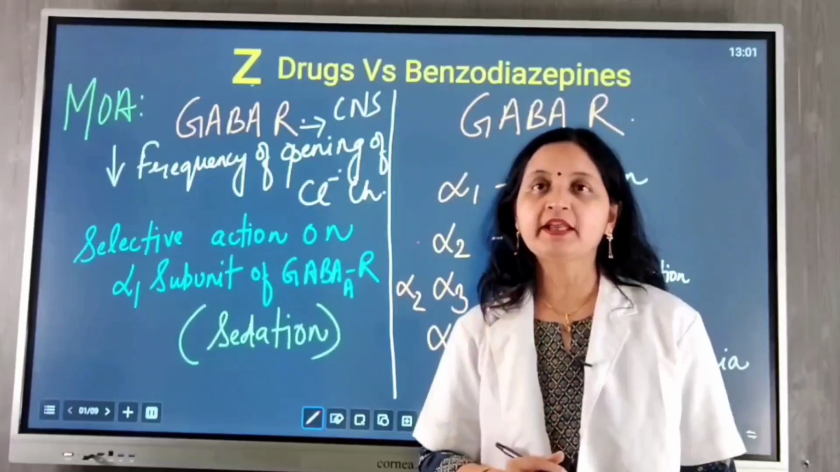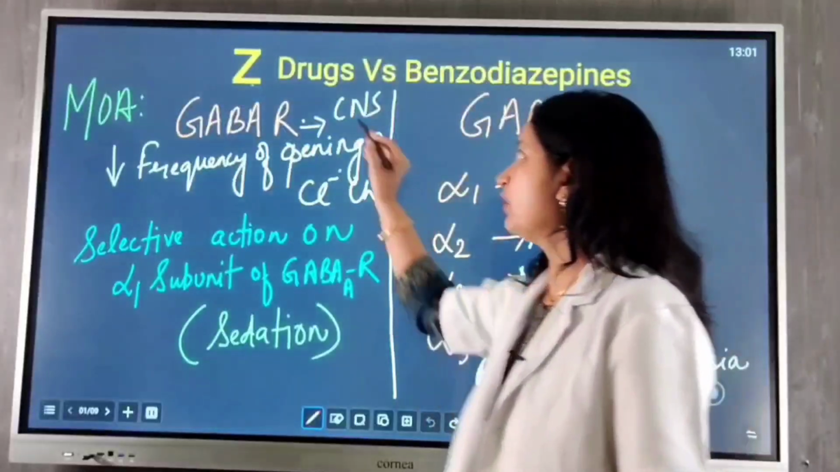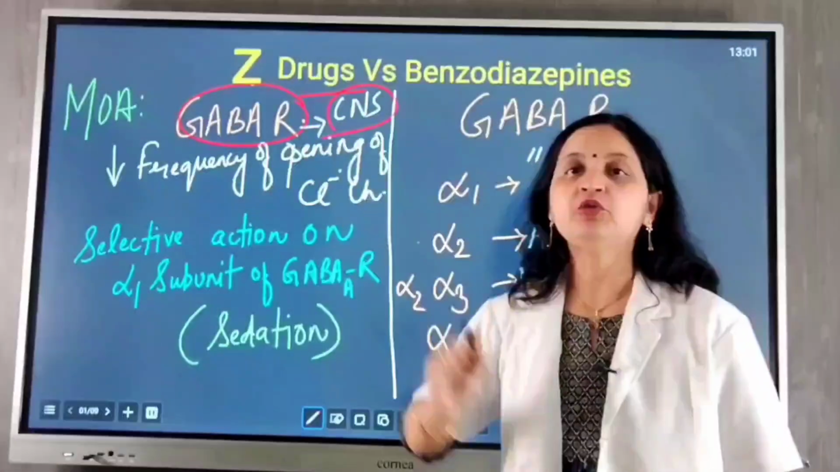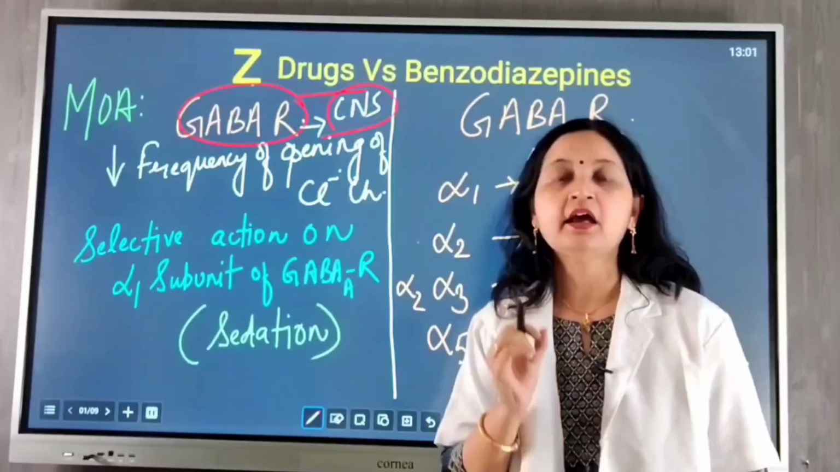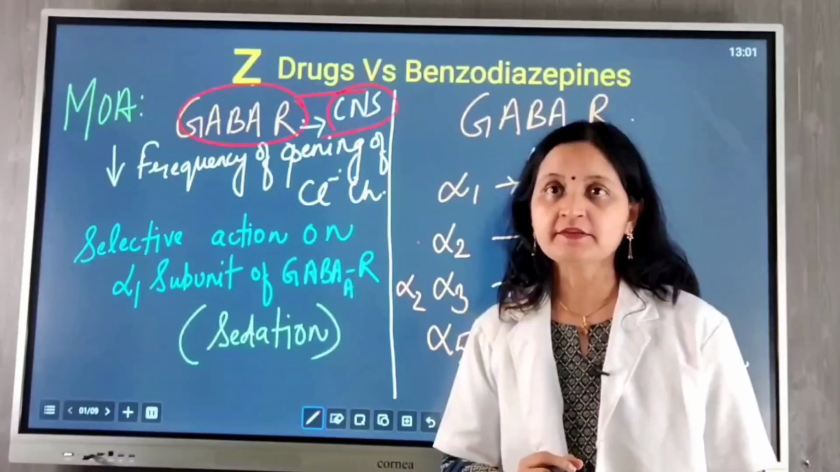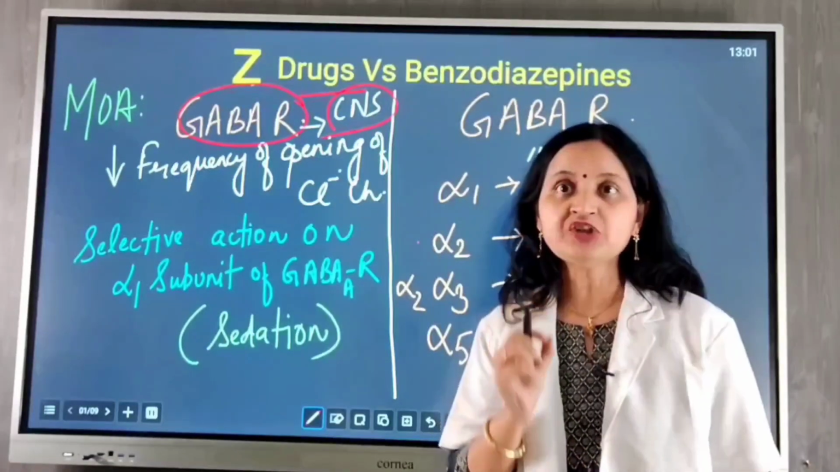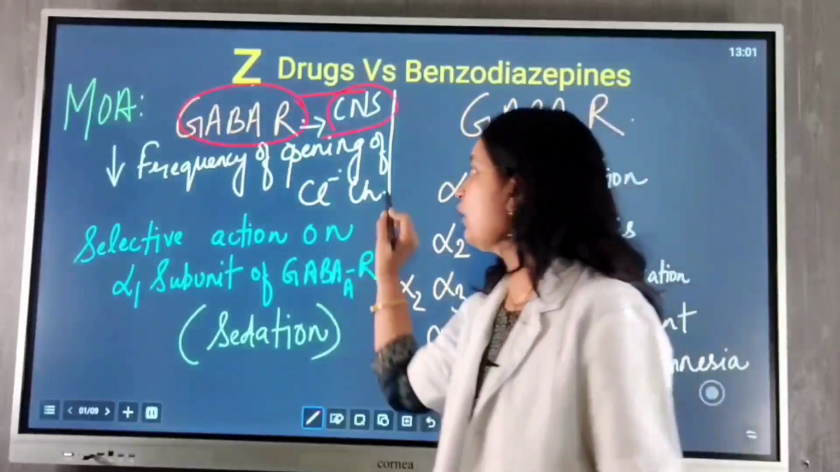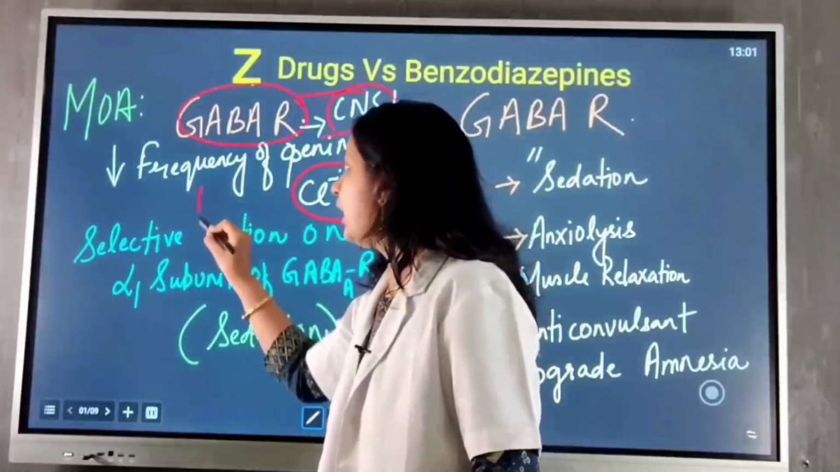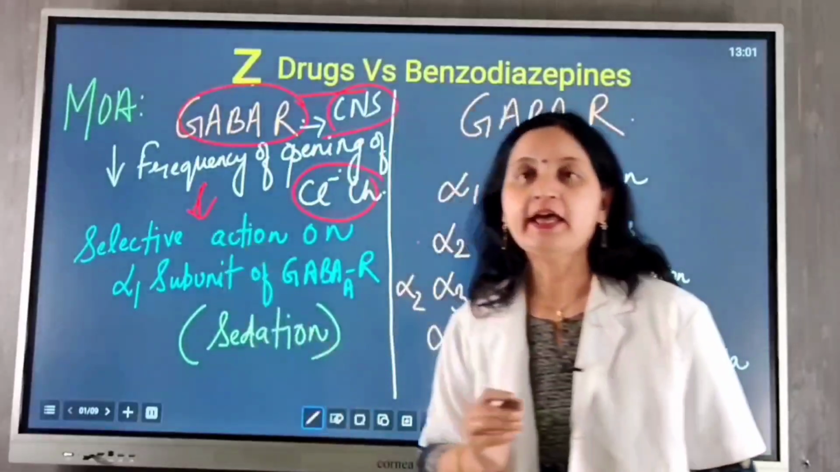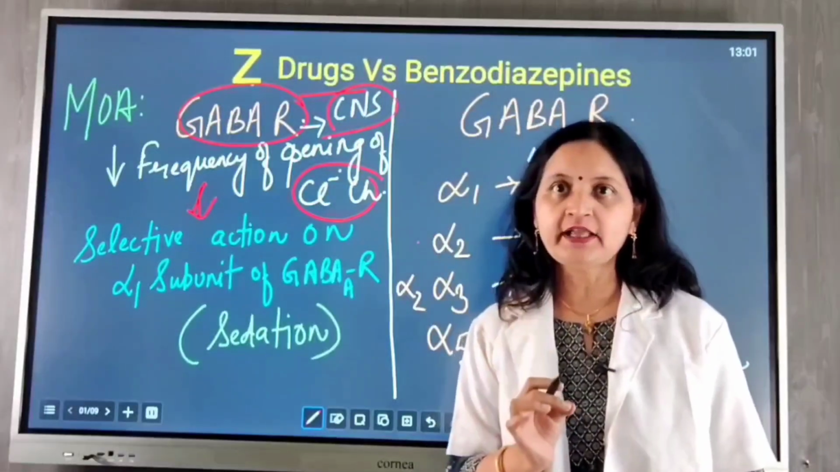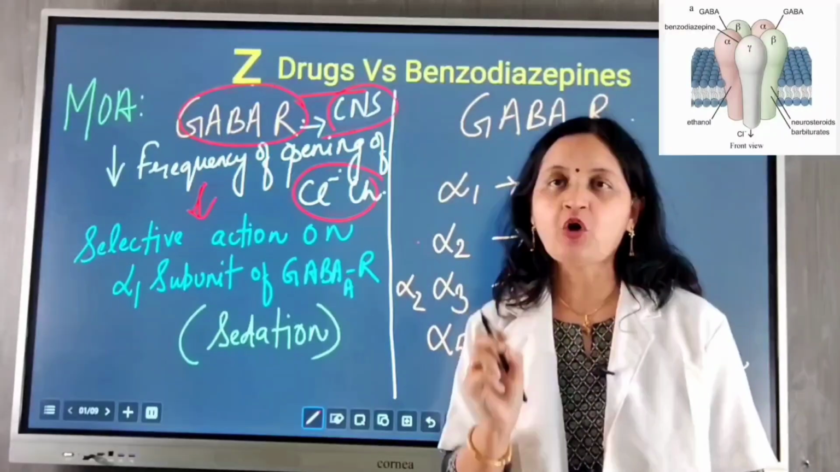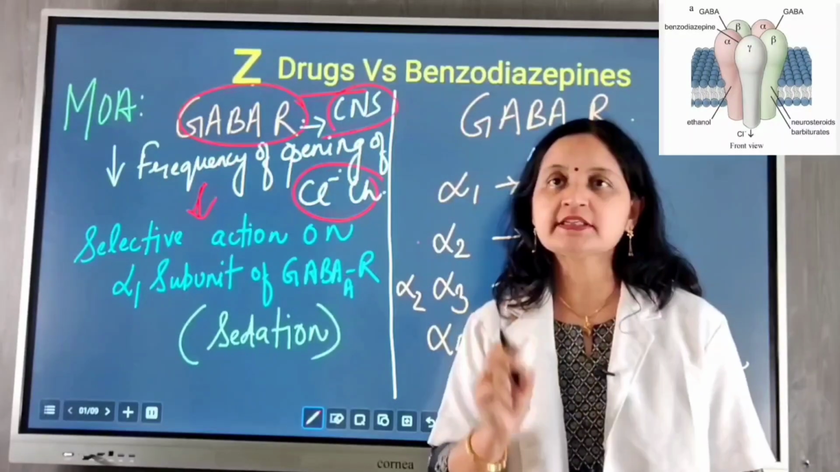So to begin with the mechanism of action, both Z group of drugs and benzodiazepines act on GABA receptors in the central nervous system. As we know, GABA is an inhibitory neurotransmitter in the brain, and potentiation of the GABA receptor increases the frequency of opening of the chloride channel, allowing the entry of chloride ions. Entry of chloride ions causes hyperpolarization, leading to inhibition of the neurons, and this induces sleep.